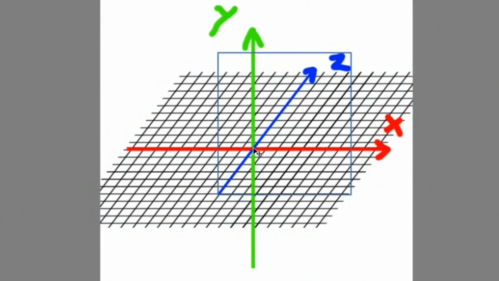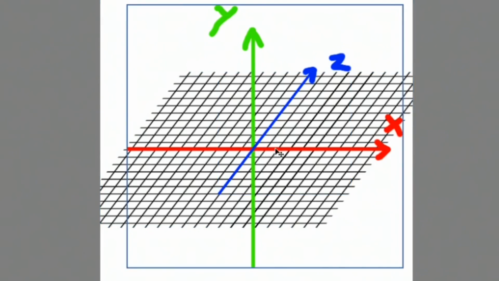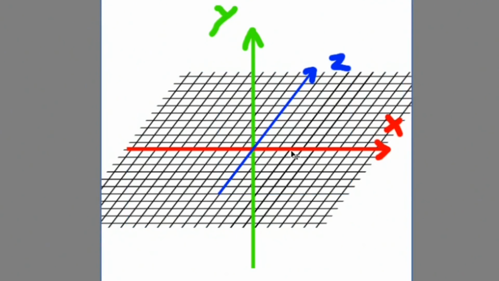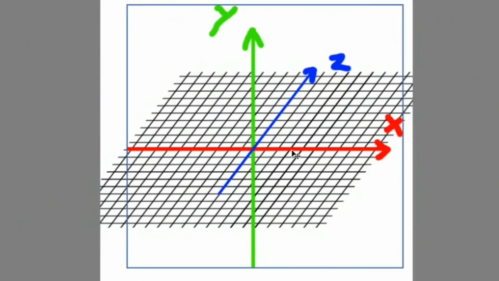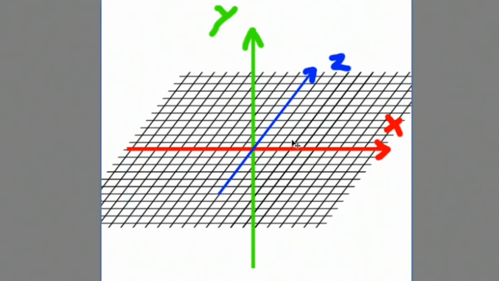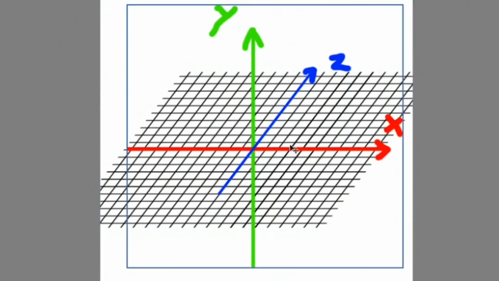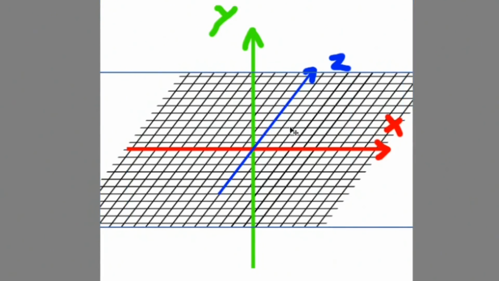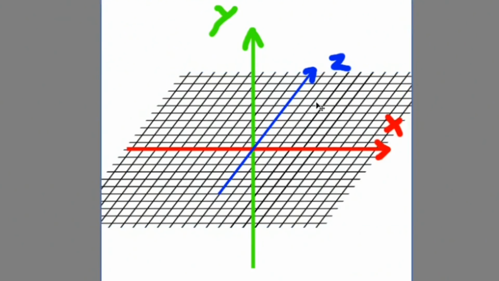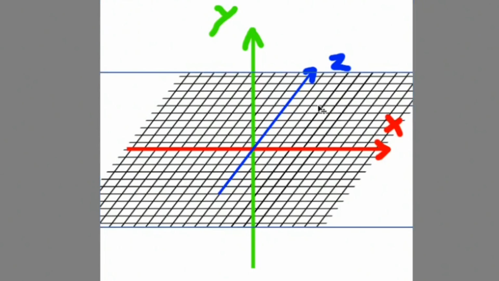So if we go 3 on x, 1, 2, 3, and then we're going to go up on the y-axis by, what did I say, 2? So let's just imagine we could see the graph here, 1, 2, and then we need to go forward on the z-axis by, I can't remember what I said, 4? 1, 2, 3, 4.